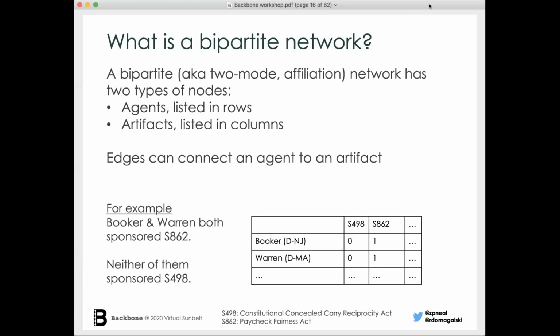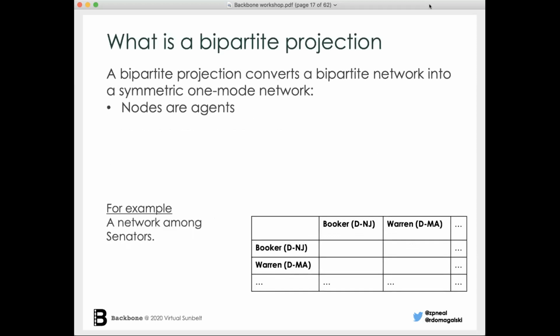So in this example, Booker and Warren both sponsored Senate Bill 862. And you can see a 1 in Booker's row and the 862 column, and likewise for Warren. But neither of them sponsored Senate Bill 498. So we have a 0 in Booker and Warren's rows in the column corresponding to Senate Bill 498. So that's a bipartite network.